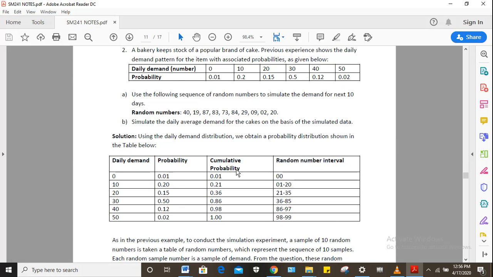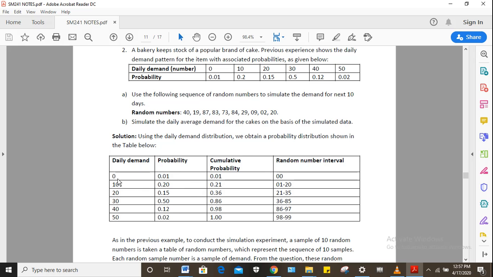And for the cumulative probability, you just add the first probability, 0.1, to the next 0.20, and you get 0.21, then 0.21 plus 0.15, and so forth. So that's cumulative. And the random numbers represent the numbers that are represented by each group.